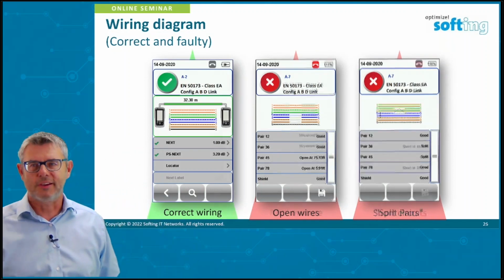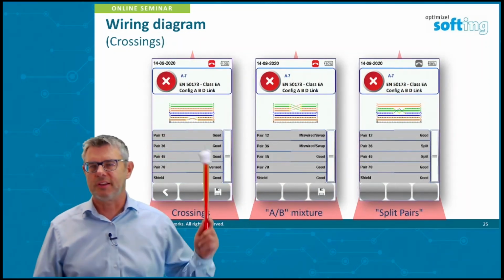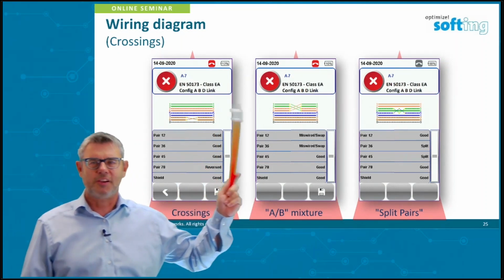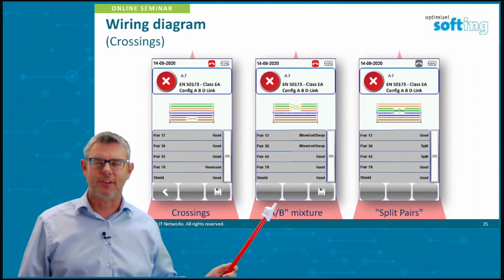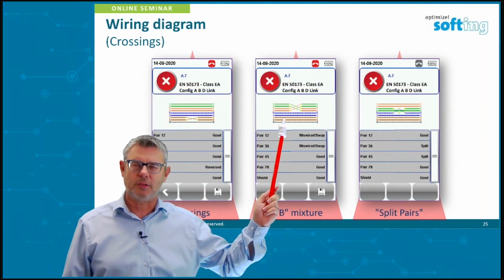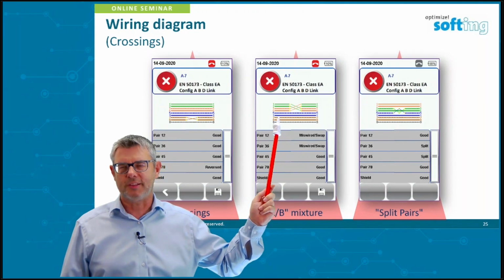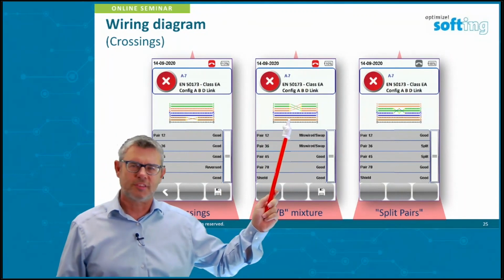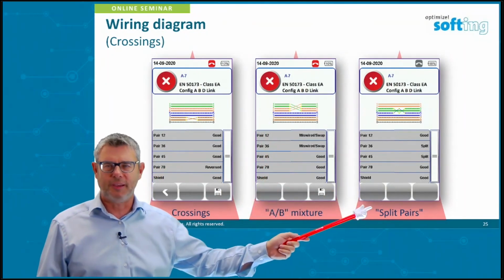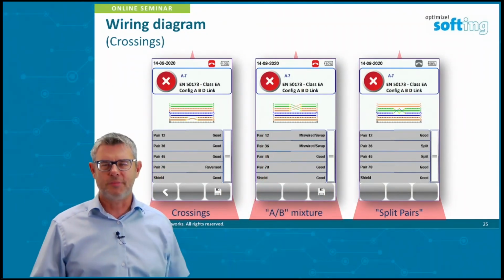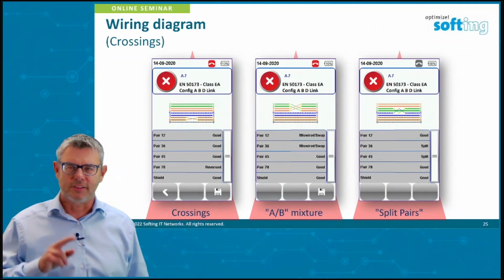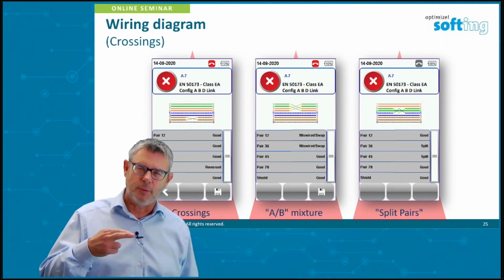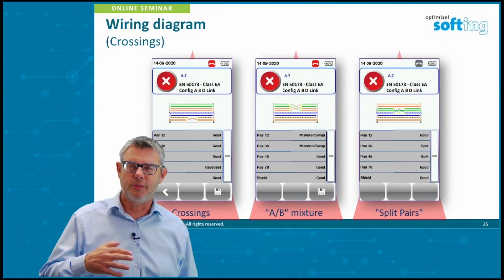We have other wire map errors. We have here a crossed pair, 7, 8 is crossed. We have here a very common fault. It's an A-B mixture, so this is how the wire map looks when the A scheme meets a B scheme on the other side. Not very nicely. Here you got the most critical fault, split pairs, where the installer has opened up the pair system. So the signals are not walking through the cables on their defined pair, but they are just split up in two different pairs.